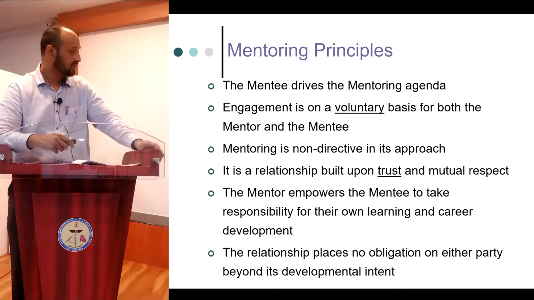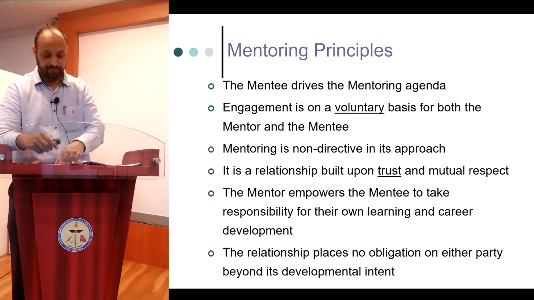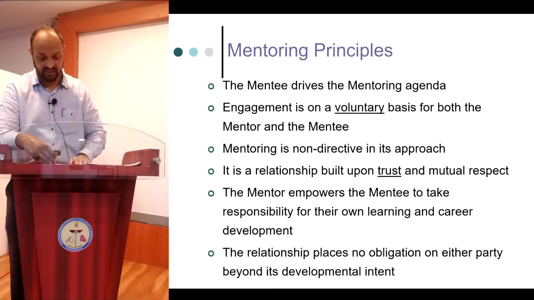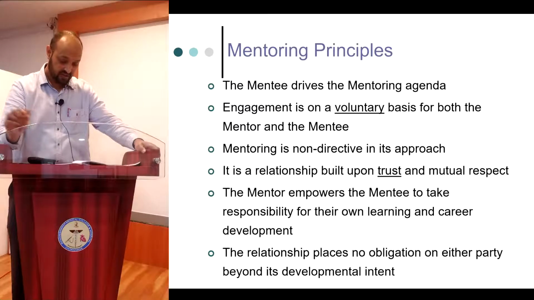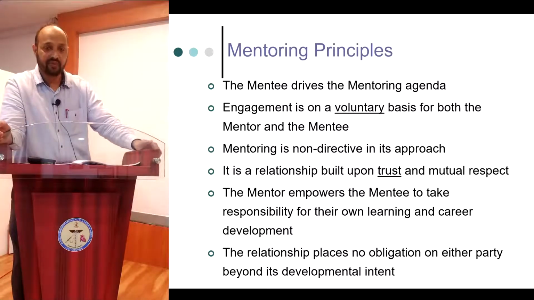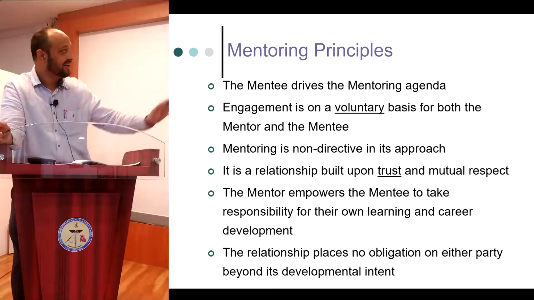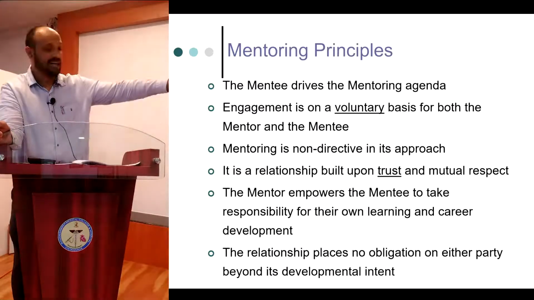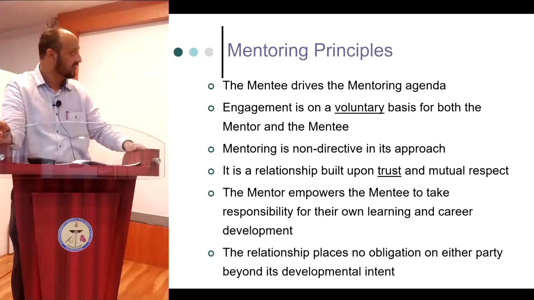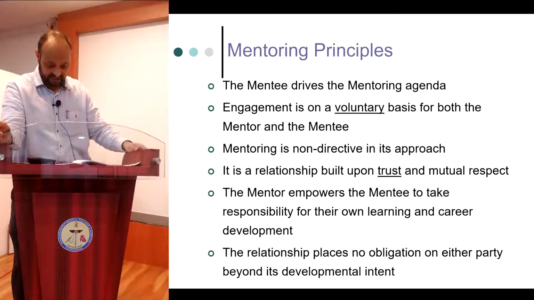Coming to the mentoring principles. I told you in the first mentoring session, whenever there is a mentoring session, the mentee drives the agenda. Whatever the agenda is, the mentee should bring it, not the mentor dictating things. Engagement is on a voluntary basis.